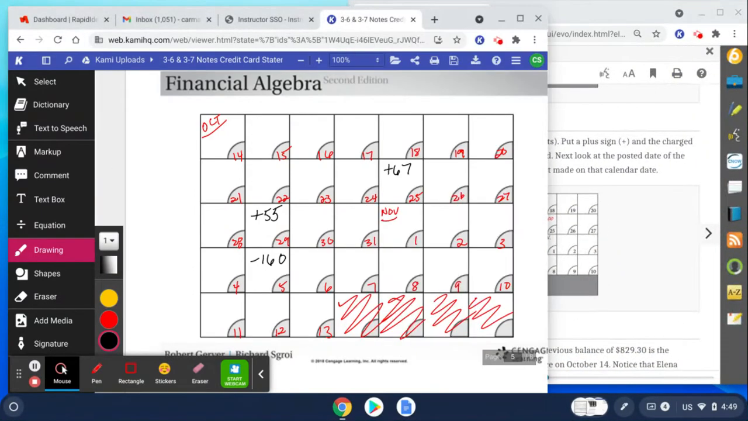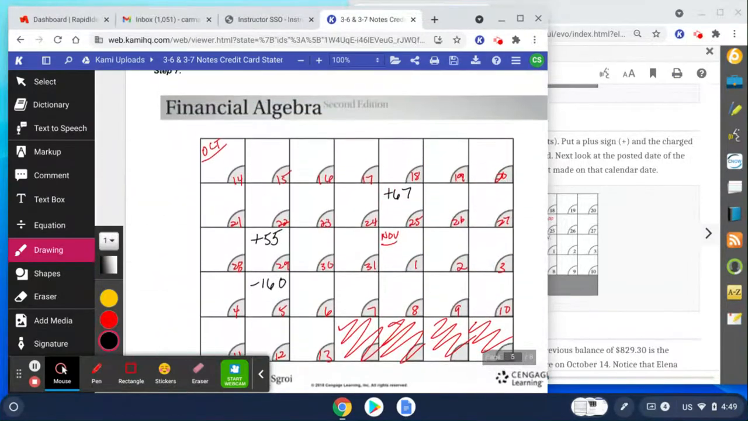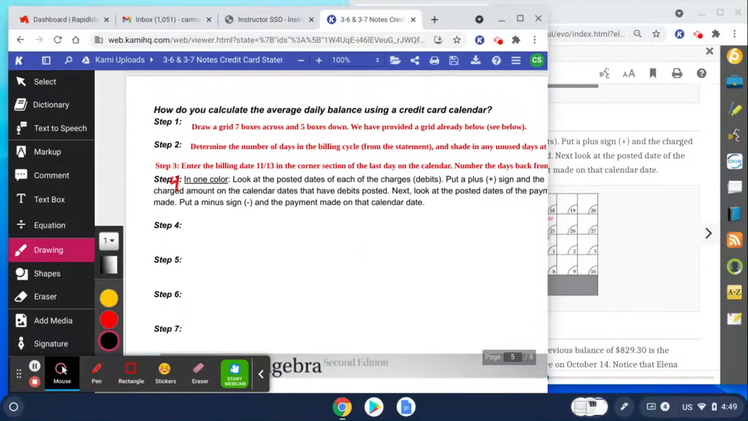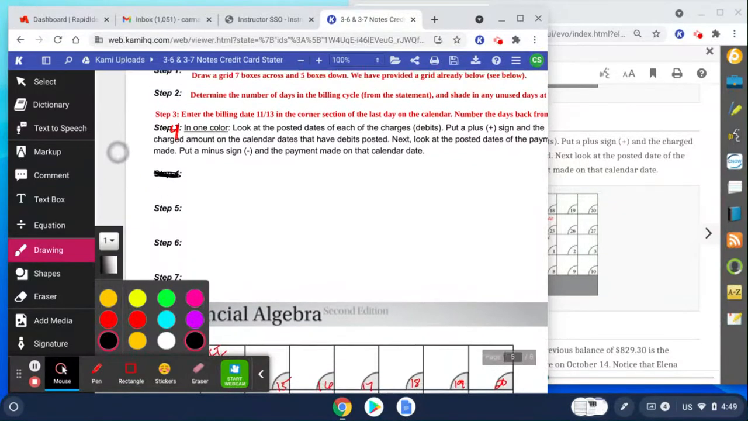Okay, and then that step was already typed in right here. Sorry, but that's supposed to be step four right there. Oh, there's the doggies. And so we're crossing this out. There's your step four already typed in.